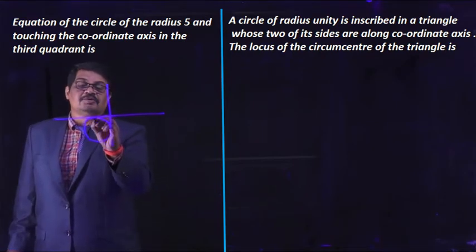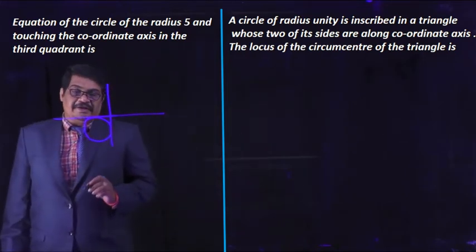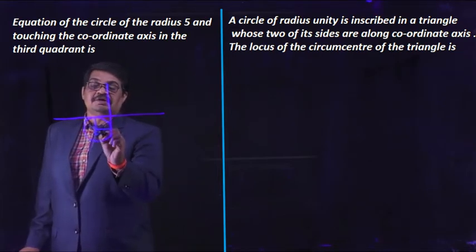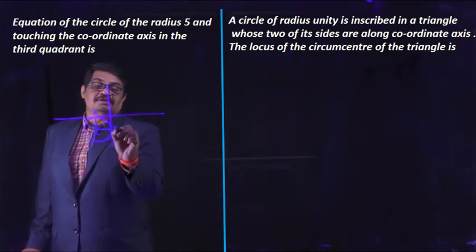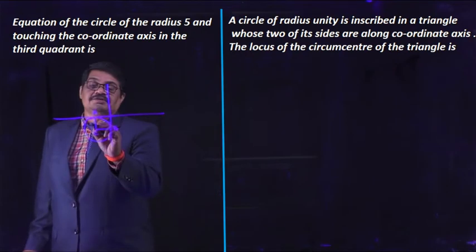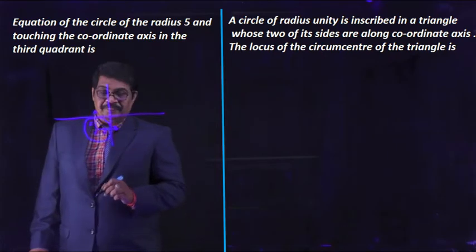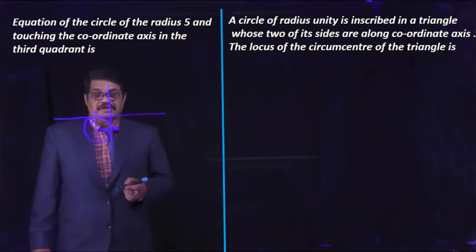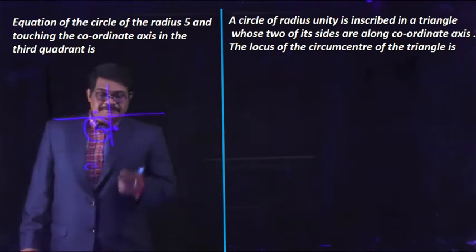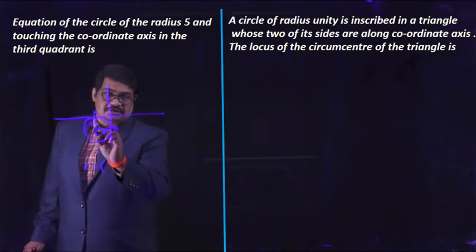It touches both the coordinate axis and has the radius. Here this is the center, say this is A and this is B. Here what is the radius of the circle? That is 5 units. This distance is 5 and this distance is also 5. So what are the coordinates of the center? The center is a point in the third quadrant.